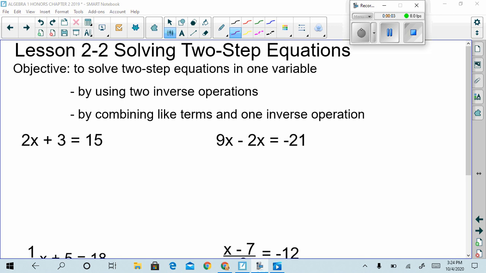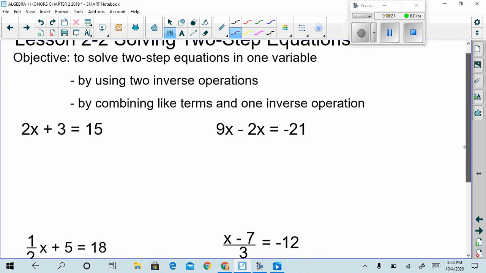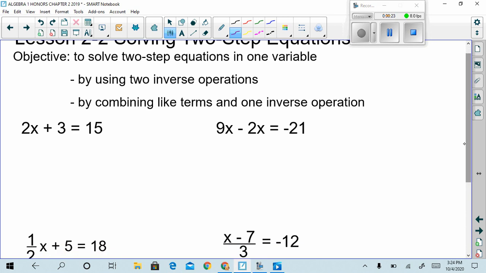It's day 2, lesson 2 of chapter 2. And what are we doing? Solving two-step equations. We'll either be using two inverse operations to isolate the variable, or we may need to combine some like terms and then use one inverse operation. Here are just a couple of examples.